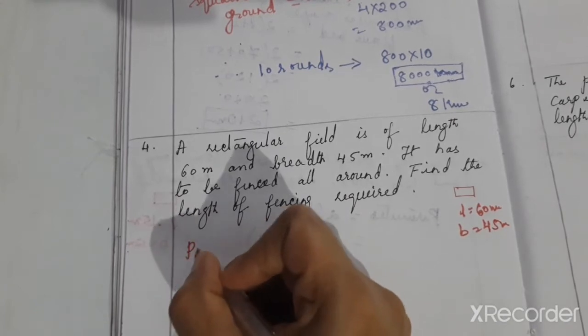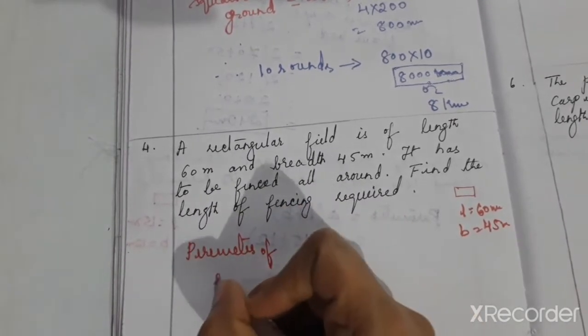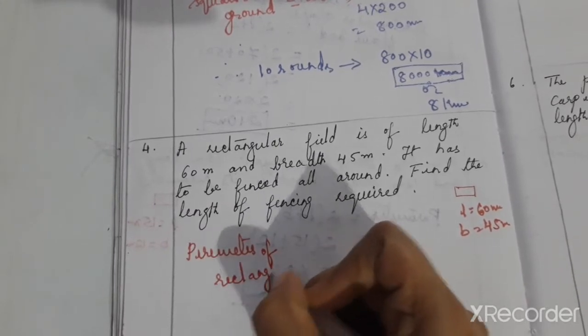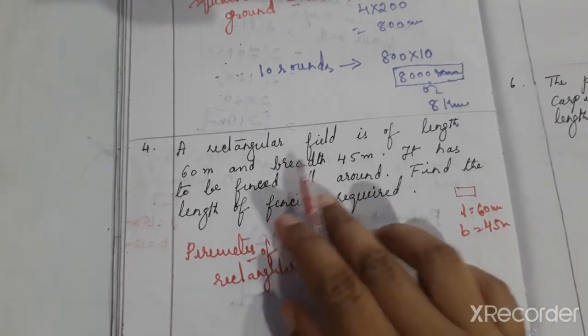Now perimeter of rectangular shape field.